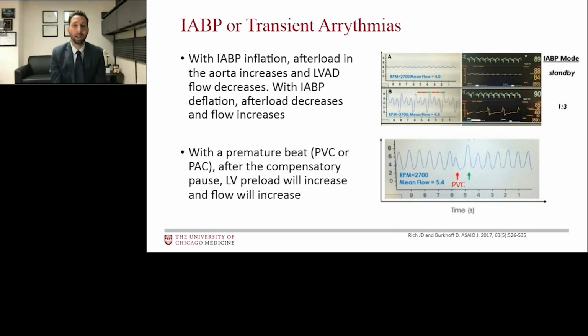And here you can see on the figure on the right, a balloon pump in 1 to 3 mode, and you can see that there is a variation in both diastolic and systolic flow because of that. On the bottom figure, you can see the effects of an abrupt change in preload. For example, with a premature ventricular beat or a premature atrial contraction, after the premature beat, there is a compensatory pause, and therefore the LV is going to fill more. The rise in left ventricular pressure leads to a narrowing of the pressure gradient across the LVAD, and flow will be augmented in the beat after the premature beat.